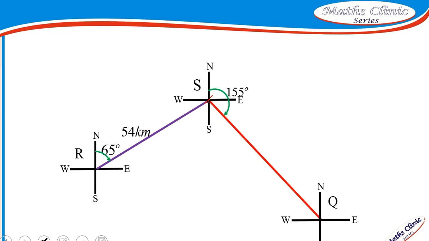Right. So since we want to find the bearing of Q from R, but before then SQ was also given as 80 kilometers. So we now join the line between R and Q. We want to find the distance, also want to find the bearing. So how do we get a bearing?